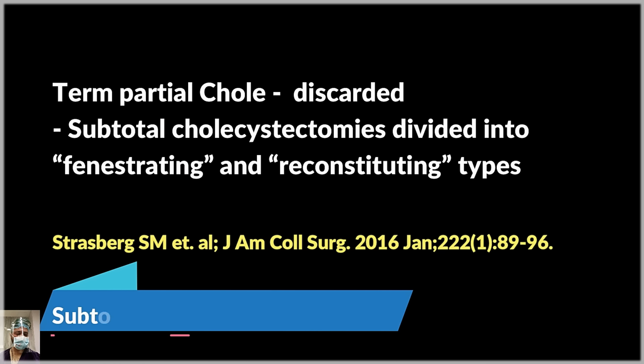So friends, as per this paper by Sir Strasberg, the term partial Chole should be discarded because it is a non-anatomical description and doesn't convey any scientific meaning. So he gave the concept of subtotal cholecystectomies and divided it into two, that is fenestrating and reconstituting type. And viewers can check this paper on this link also.